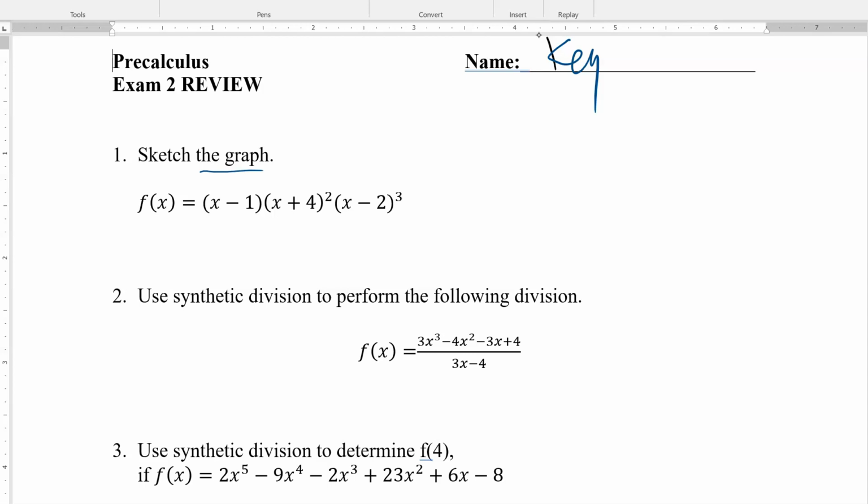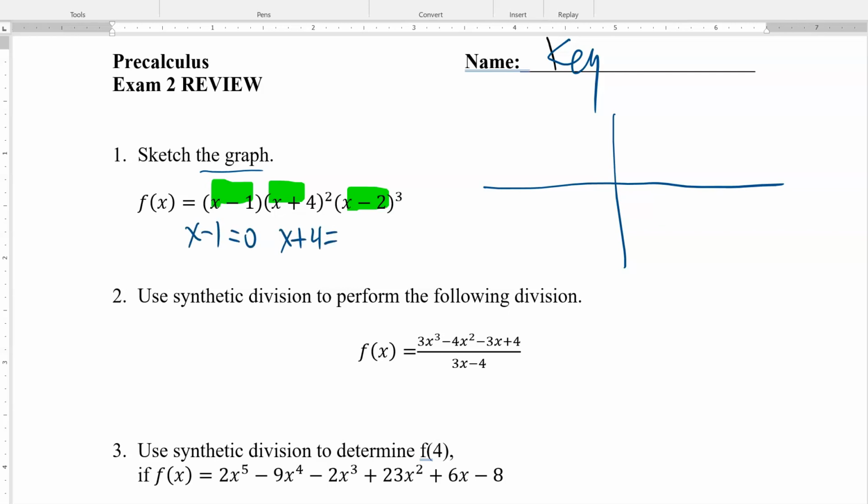Looking at this, sketching the graph, okay? The first thing is to know that we can take each of these groups and we can find a zero from them, okay? So each of those solutions is going to give us a zero. If I take that first group, set it equal to zero, the second group, and the third group, and set each equal to zero, we get that x equals 1, x equals negative 4, and x equals 2. So those are our three zeros, okay? So this is 1, negative 4, and 2. So now what we have to do is kind of figure out beginning and ending behaviors.